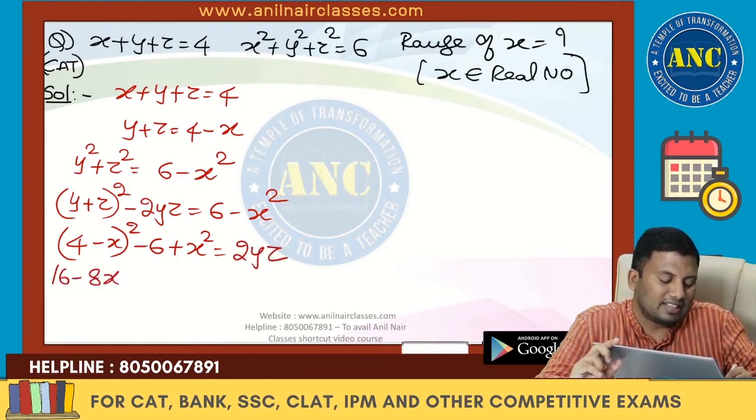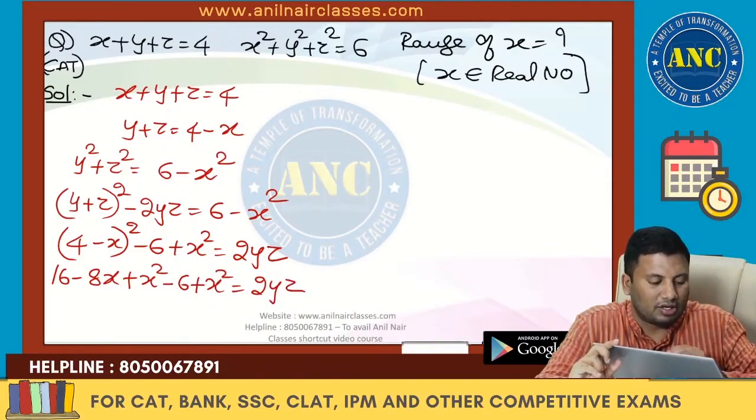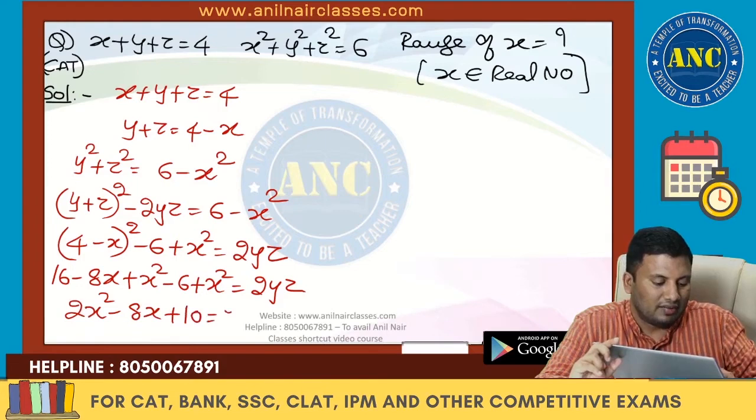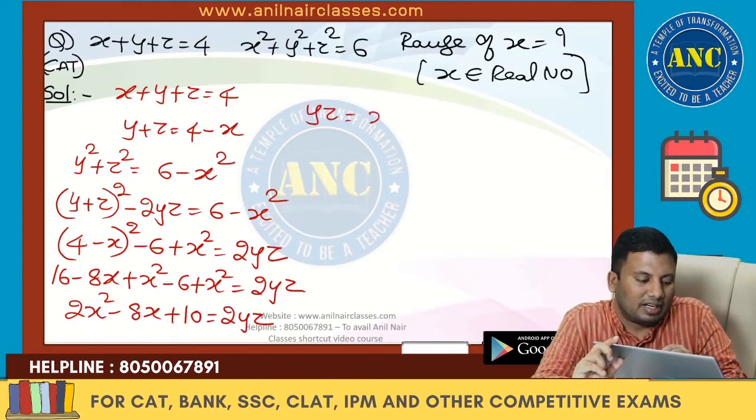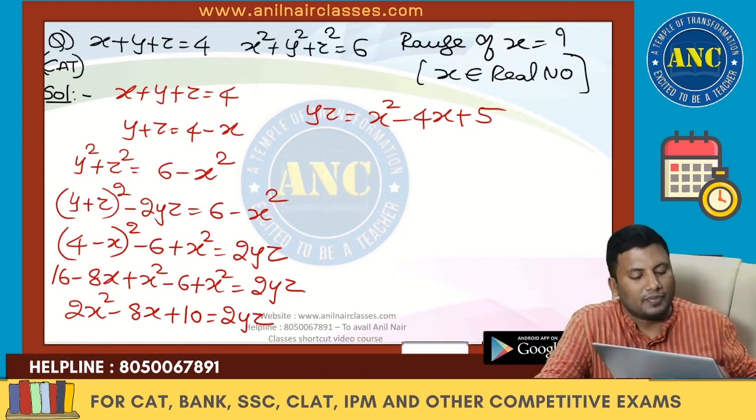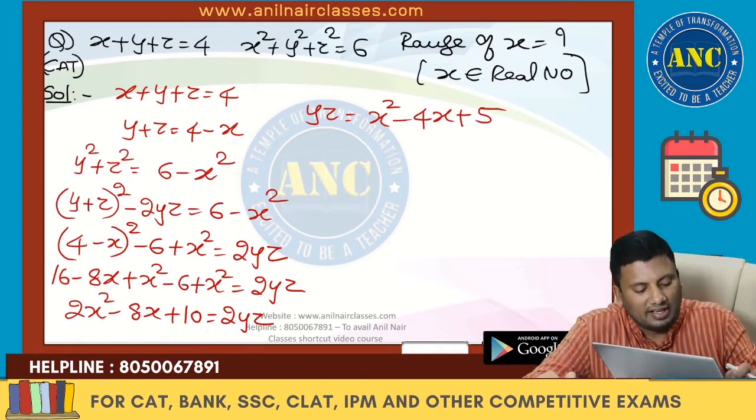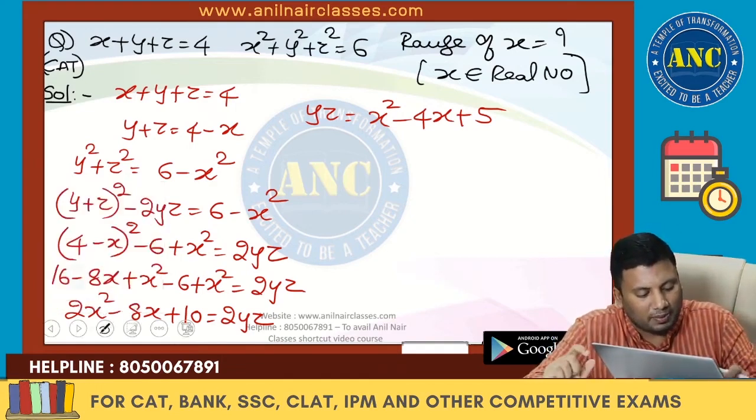4 minus x whole square minus 6 plus x square is nothing but 2yz. 16 minus 8x plus x square minus 6 plus x square is nothing but 2yz, which is 2x square minus 8x plus 10, which is nothing but 2yz. So yz is nothing but x square minus 4x plus 5.